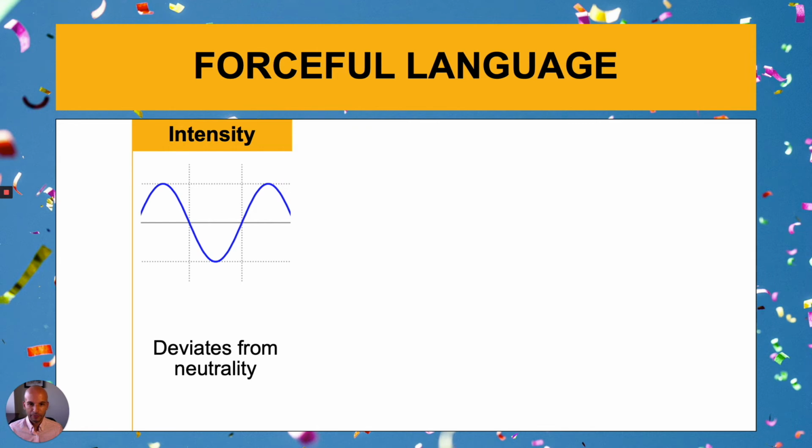So here's an example. Instead of saying, John is not smart, you would say, John is shockingly stupid. You can see how all of the adjectives and adverbs deviate from neutrality or formality. So intense language is going to take a very firm stance, and it's going to be almost exaggerated. It's not neutral. It's not formal. This is insane. Okay, that's intense language.